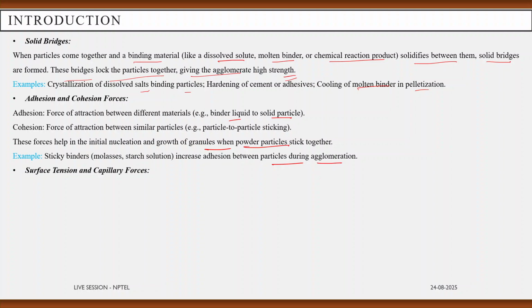The third force that is responsible is surface tension and capillary forces.